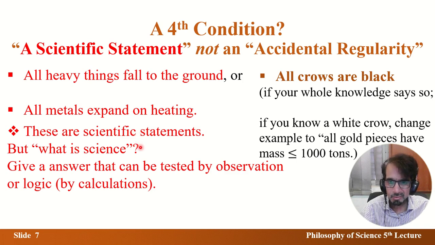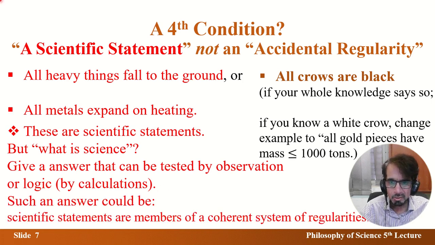So if you answer what makes these scientific statements, I say that you should answer in terms of observational or logical terms. Logic may include calculations. So if you try that, these are the requirements, either observation or logic, and then you try to tell what is the difference between accidental regularities and scientific statements. Can you think of that? You can take your time pausing, but I have to show you the answer. That answer could be that scientific statements are members of a coherent system of regularities.